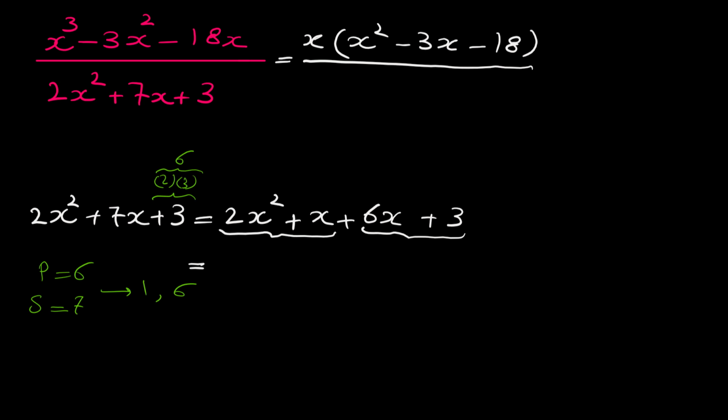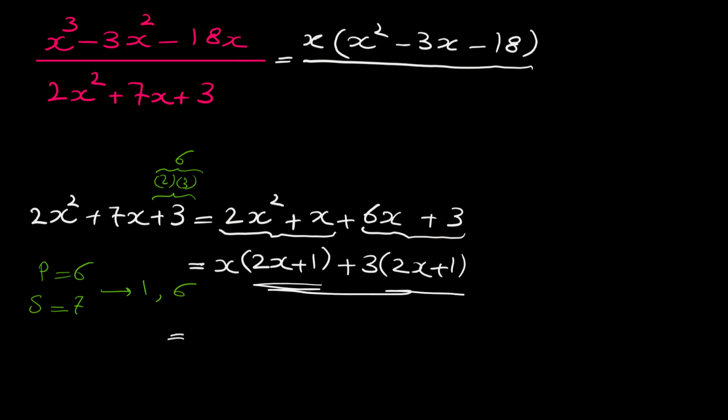Between 2x to the 2 and x, the common factor is x, and we can factor x, then we have 2x plus 1. Between 6x and 3, the common factor is 3. Then we have again 2x plus 1. By factoring 3, from 6x we have 2x, from 3 we have 1. Now, as you can see, these brackets are the same. They should be the same. In this process, we always get brackets that are the same.